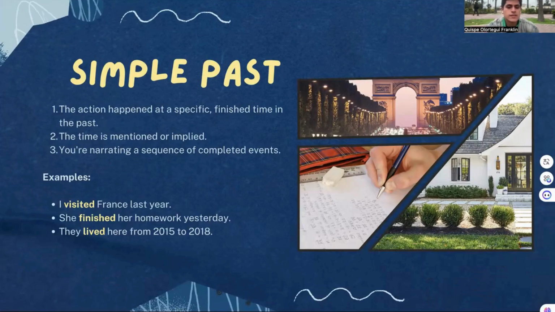So let's begin with the simple past. We use it when the action happens at a specific time and it finished in the past. So, for example, we can say, I visited France last year, right? There is a picture. Another would be when the time is mentioned or implied. And that would be, they lived here from 2015 to 2018, right? Maybe it's a house, a neighborhood. And lastly, when generating a sequence of completed events. So my example says, she finished her homework yesterday, but maybe she did many things after that. So we could say she finished her homework and got everything ready and had a shower, right? As you can see, I'm listing a number of activities, and that's when we use the simple past.